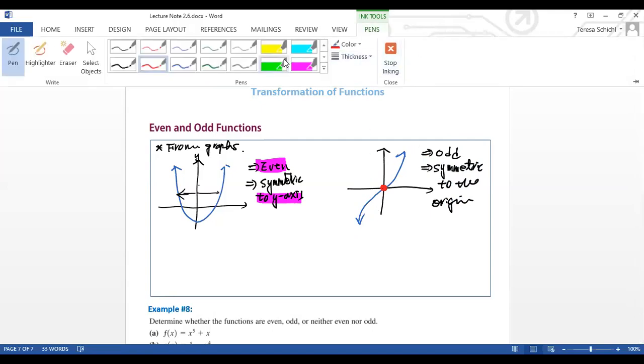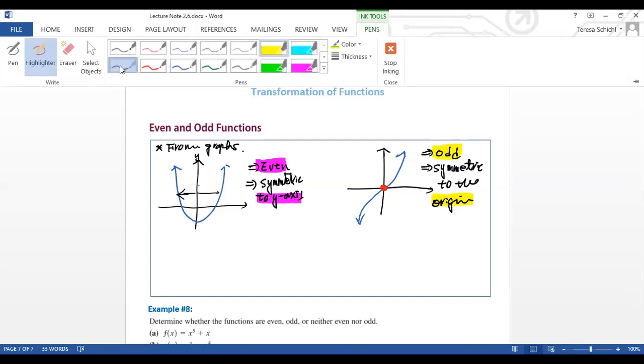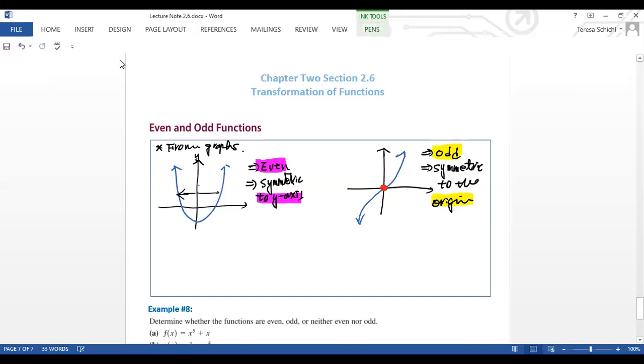So odd is symmetric to the origin. But sometimes the function is pretty complicated and we cannot really see that. So what do we do here? We use it algebraically. We can prove it from the algebraic definitions.